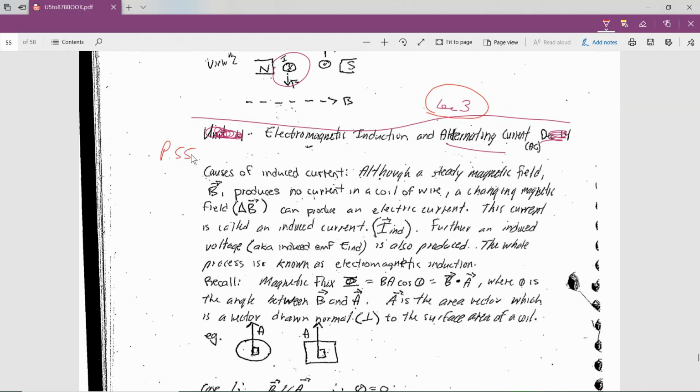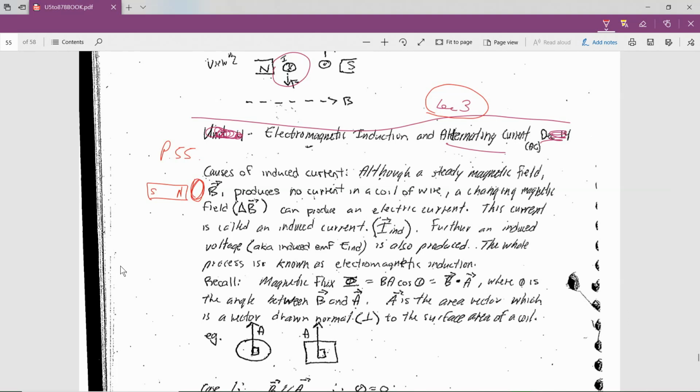Although a steady magnetic field produces no current in a coil of wire, so if I just put a coil of wire near, let's say, a bar magnet, it's a bar magnet, you've got a north pole and a south pole, and you have no motion between them, you just have a coil of wire here, then there will be no current generated. But if you move the coil, cut it through the bar magnet, a changing magnetic field can produce an electric current. And this current is called an induced current, I induced.